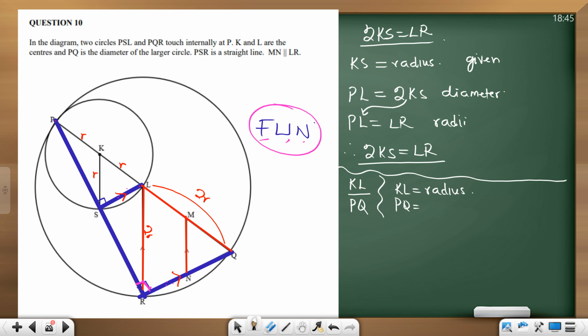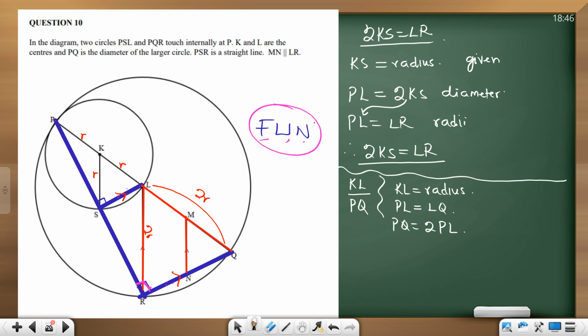Because you need to link your answer as well. I don't know if you agree. Remember, PL is a diameter. LQ is also what? Sorry, PL is a radius of the big circle. LQ is also what? Radius. So we are saying, let me write it out for you very well to see. We're saying that PL is equal to what? LQ. Therefore, PQ is equal to what? 2PL. Does that make sense?